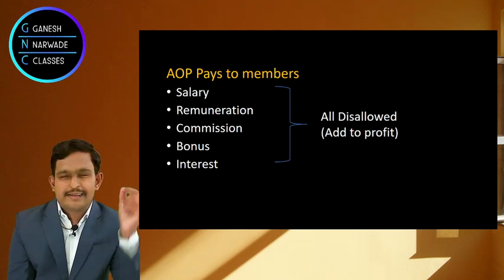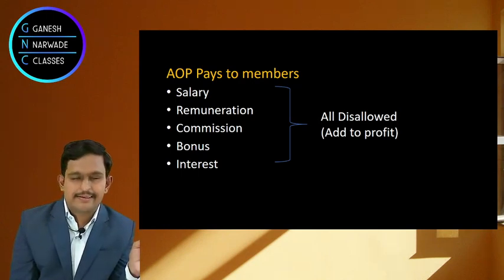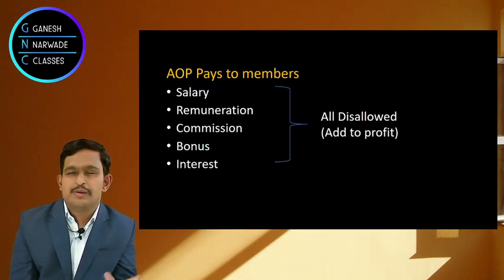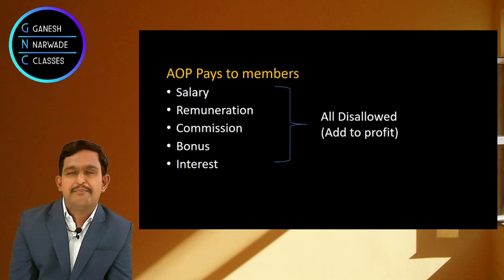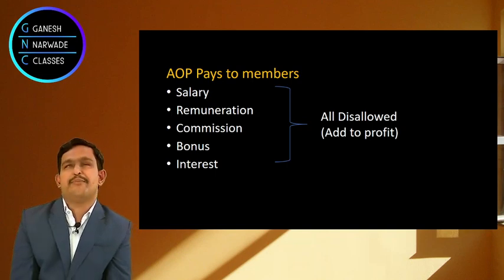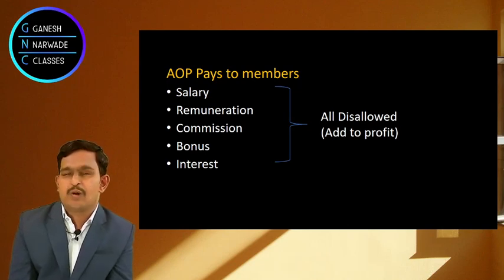So if it is salary to members, remuneration to members, interest already discussed, commission, bonus, what to do? If salary, interest, bonus, commission or remuneration is given to members, add back. The word disallowed means add back. When we use the word disallowed, we will add back. That's all you should be thorough with. The rest of all provisions are the same. The other sub provisions are the same as they are, but this is what the change is.